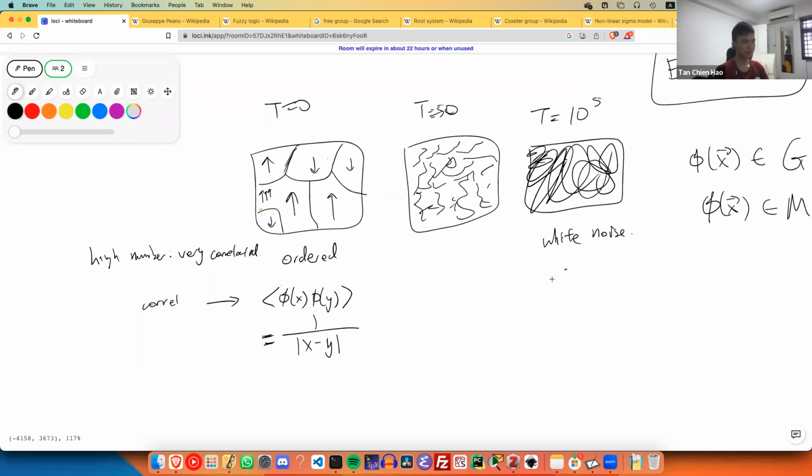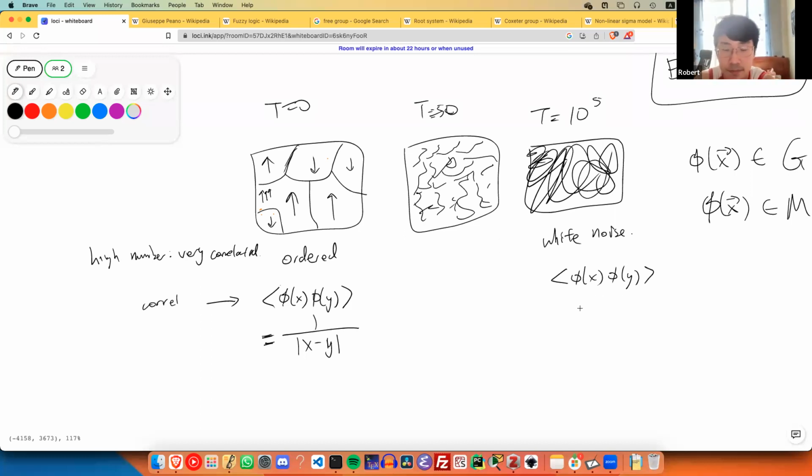For example, a particle here and a particle here are very correlated, whereas a particle here and a particle here are not very correlated. And then at a very high temperature, phi of X and phi of Y, the correlation is basically zero. Nothing is related to anything else. Every guy is just independent.